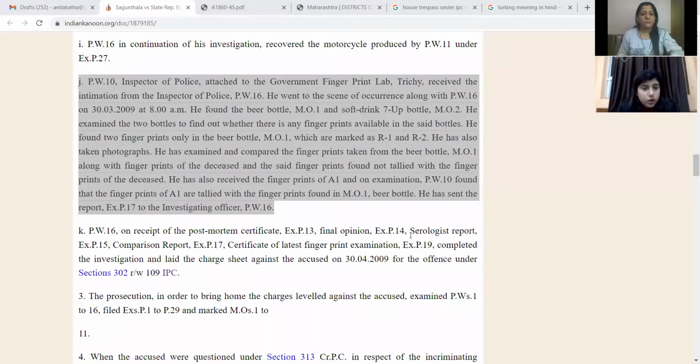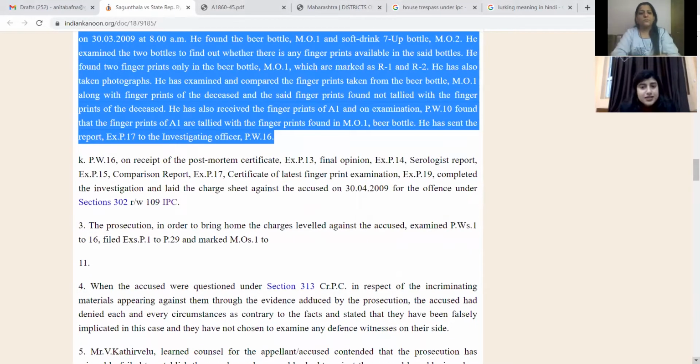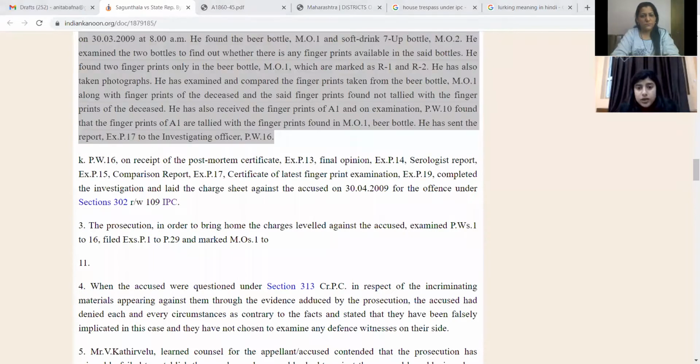He found two fingerprints only in the beer bottle, MO1, which are marked as R1 and R2. He has also taken photographs. He examined and compared the fingerprints taken from the beer bottle, MO1, with the fingerprint of the deceased, and the said fingerprints did not tally with those of the deceased. He also received the fingerprint of A1, and on examination, prosecution witness 10 found that the fingerprints of A1 tallied with the fingerprints found on the MO1 beer bottle. He sent the report, Exhibit P17, to the investigating officer, prosecution witness 16.